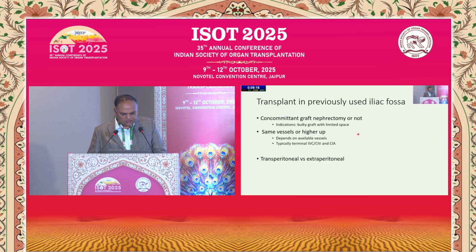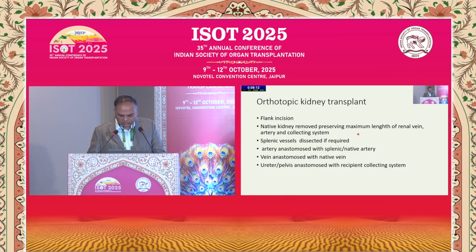So this is what I just discussed. Then the other option is an orthotopic transplant. So here we have to give a flank incision. The important thing before doing orthotopic is to assess the left side kidney in the recipient. So you have to do an angiography to see what is the status of the renal artery on the left side in the recipient, and what is the status of the vein.